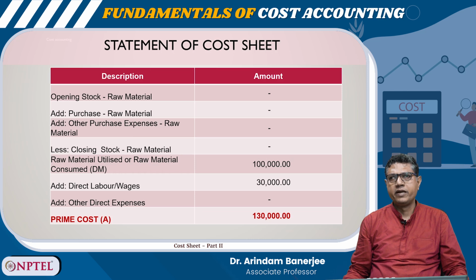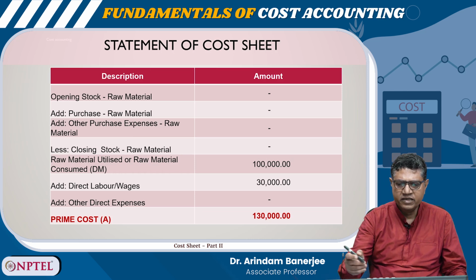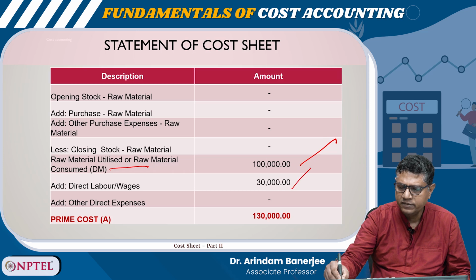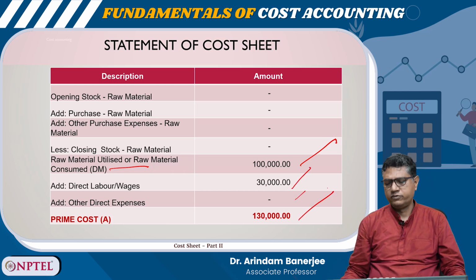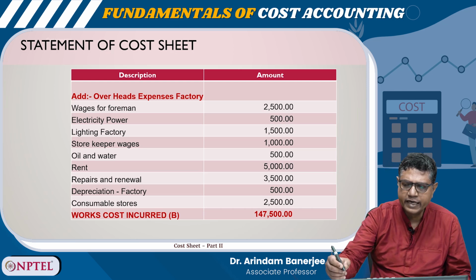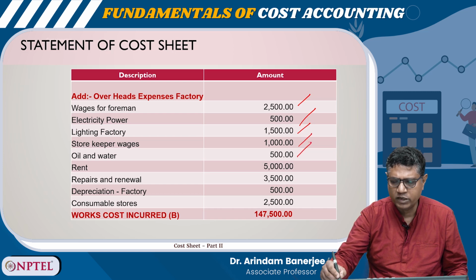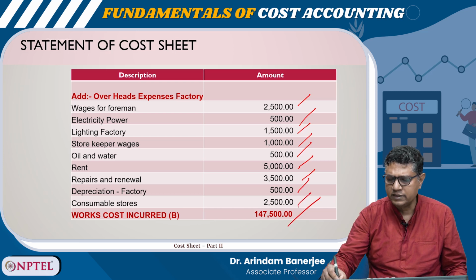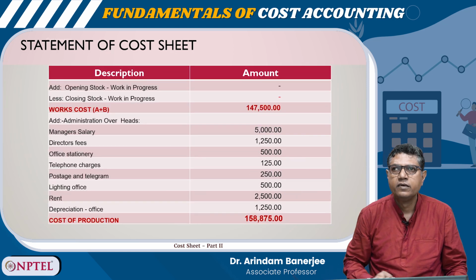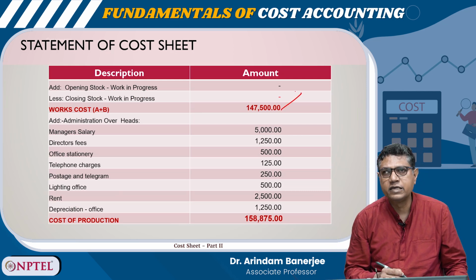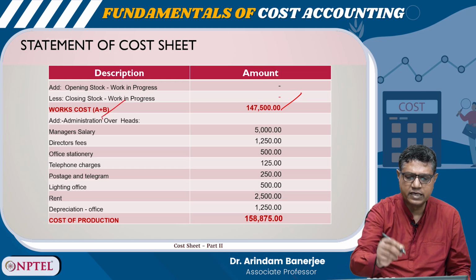There was no opening stock of material and no purchases. Directly the raw material consumed is given, which is 1 lakh, plus direct labor, no direct expenses. So, this is my prime cost, 1 lakh 30. With that, the factory overhead expenses are added: wages of foreman, electric power, lighting factory, storekeeper wages, oil and water, rent, repairs and renewal, depreciation, consumable stores. So, works cost is 1,47,500. There is no opening and closing stock, so our works cost is 1,47,500. With that, the administration overheads are added.